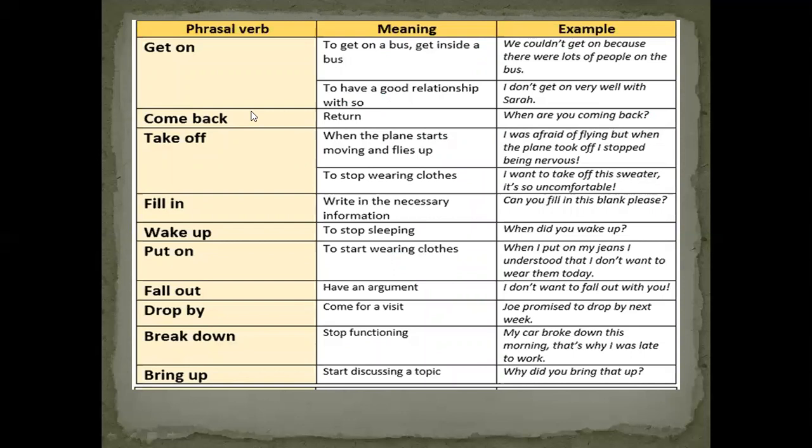Now there is a chart of some common phrasal verbs and their meanings, and then their use in sentences. For example, get on: to get on a bus, get inside a bus, or to have a good relationship with. So there could be two meanings of this phrasal verb. We couldn't get on because there were lots of people on the bus. It is related to the first one. And now the second one, that is related to the good relation. I don't get on very well with Sarah.